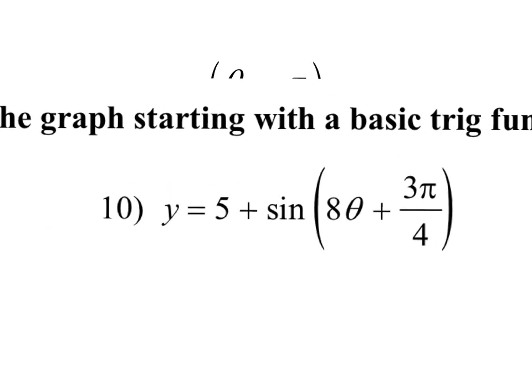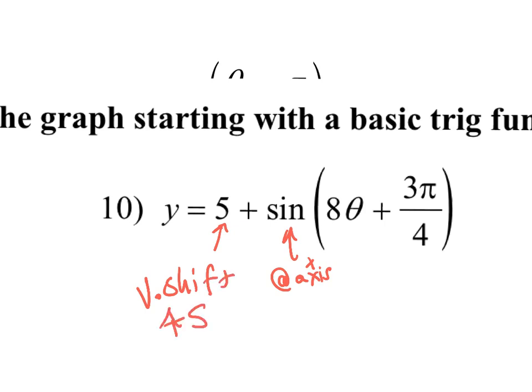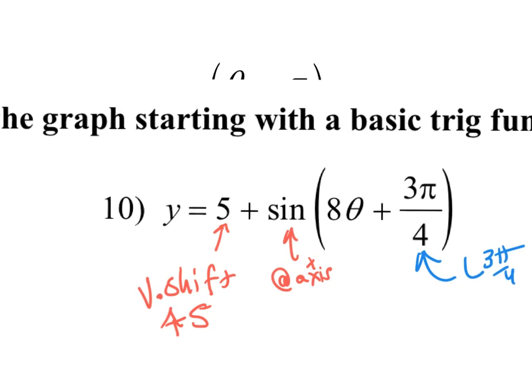Same thing here. I have a sine curve. So this is going to start at the x-axis. All right. This +5 right here, it's a 5 plus in the front. This is a vertical shift up 5. So you're looking for a graph that shifted up 5 units. It's also going to move left 3 pi over 4. Remember, it's the opposite of what you think if it's inside the parenthesis. And my time period is going to change here. This 8 right here, I take my 2 pi and I divide it by 8. So the time period that we're talking about is just pi over 4.